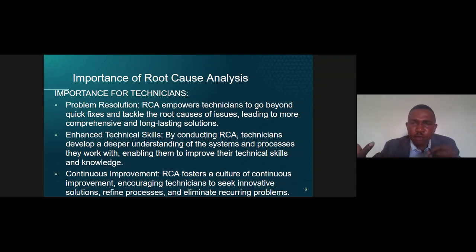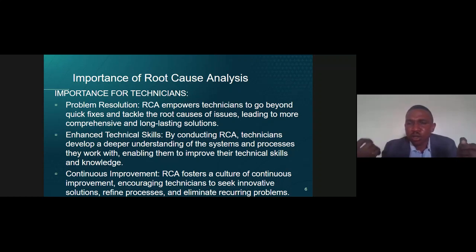One of them is problem resolution. When equipment fails or when a plant fails, one of the things that most technicians do is they just quickly rush and fix the problem. But that is the wrong course. We don't want to quickly fix the problem, but rather we want to find out why that equipment fails. So you're finding a resolution or solution to that problem. So that is one of the importance of root cause analysis.